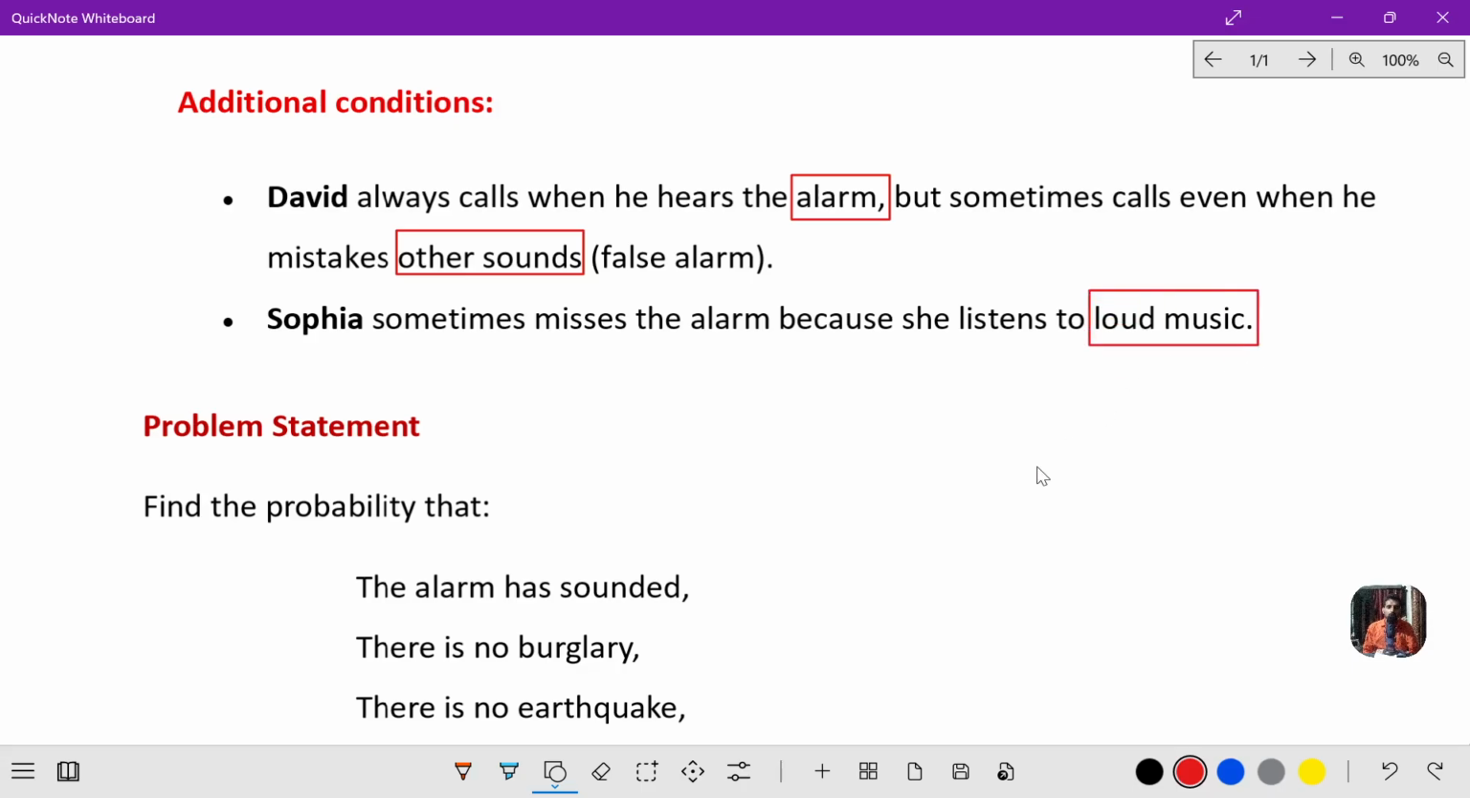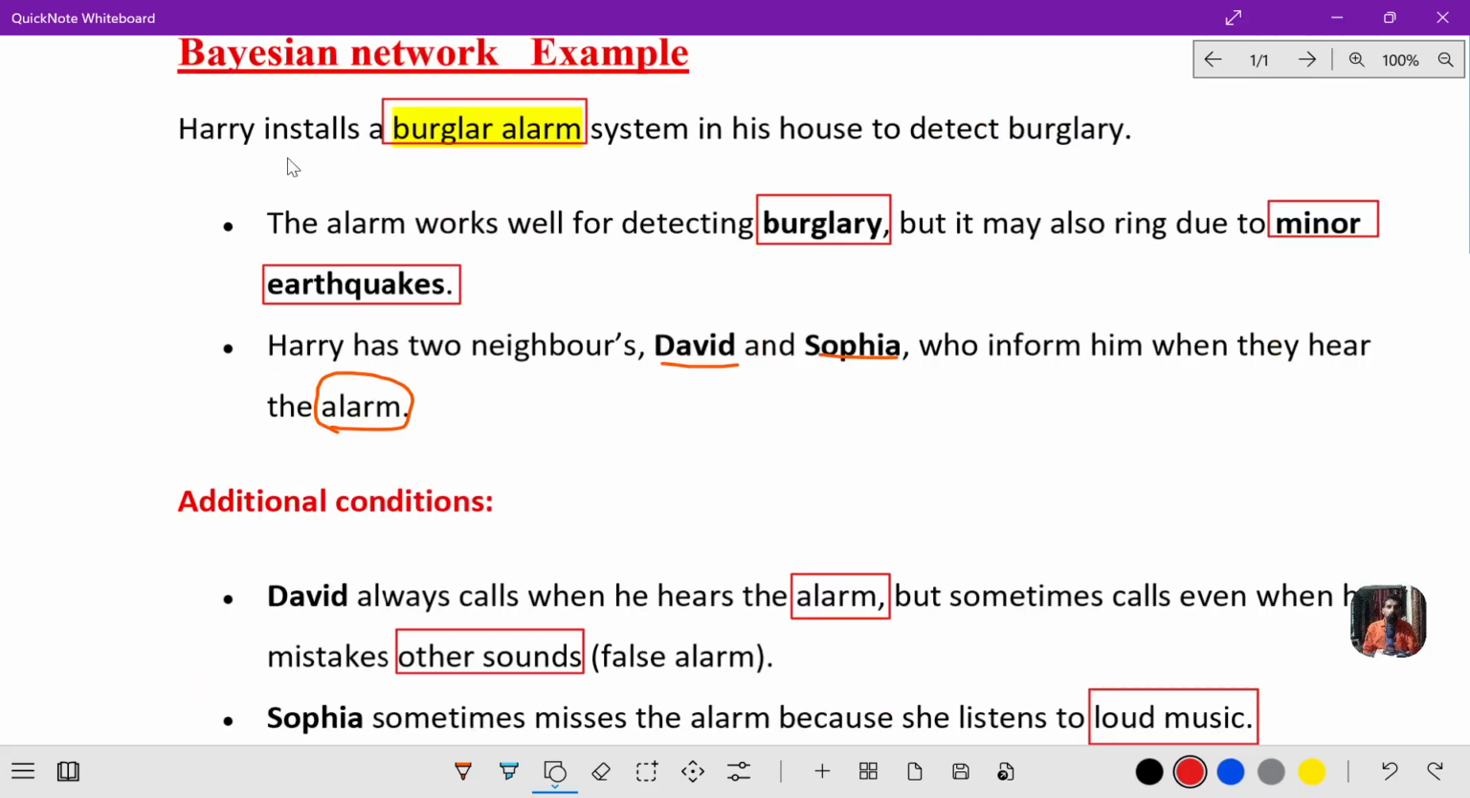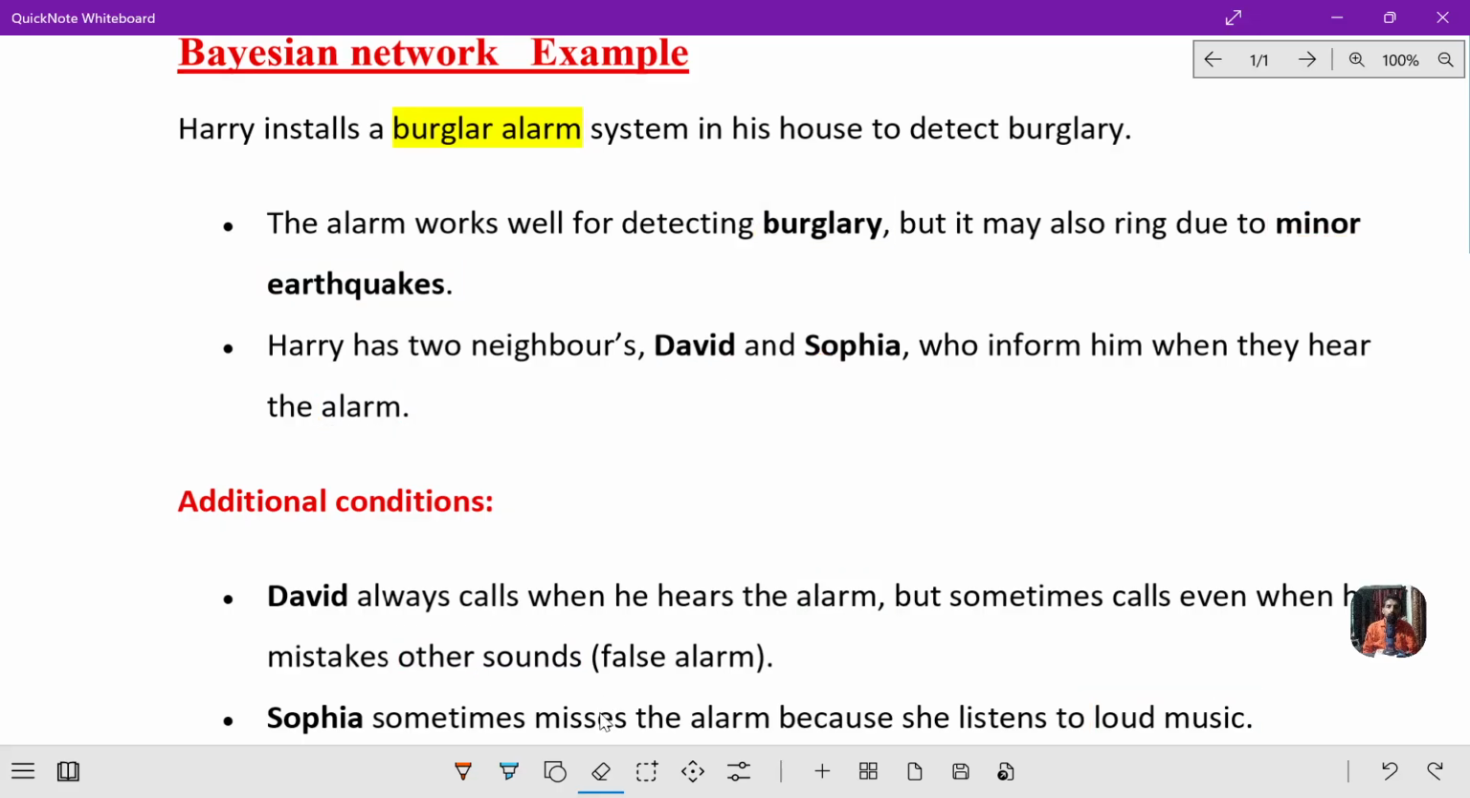So in short, what is happening in this story? The person's name is Harry. He installed a burglar alarm, which is used to identify theft in Harry's house. There are two neighbors for Harry, whose names you can observe on the screen. The first person is David and the second person is Sophia.